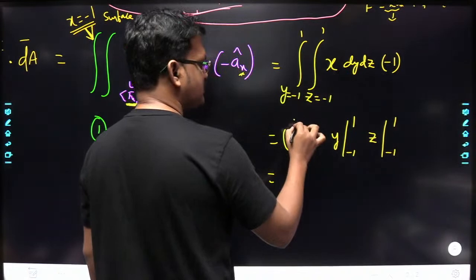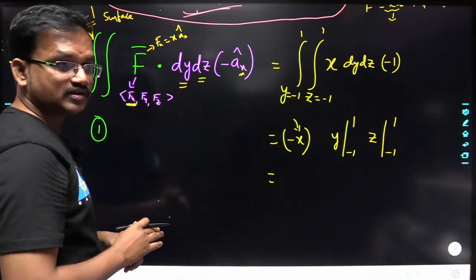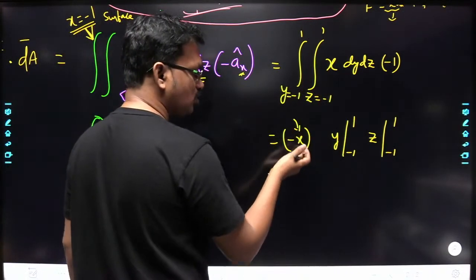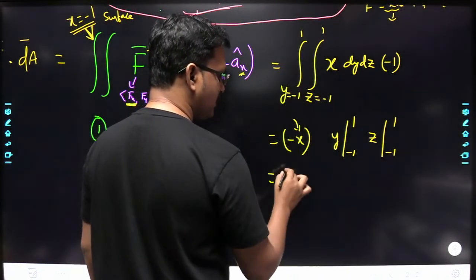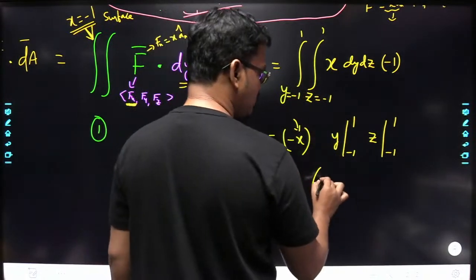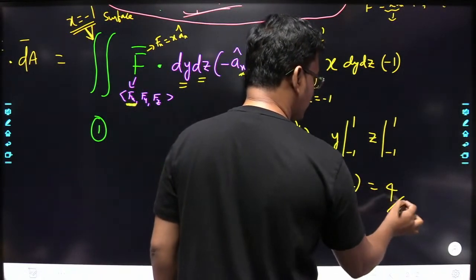So here, what is the x value? This is nothing but the x is equal to -1 surface, so just substitute x is equal to -1 here. Minus of -1 will become +1, right? So here you will get 2 and here you will get 2. That means you are going to get 4.